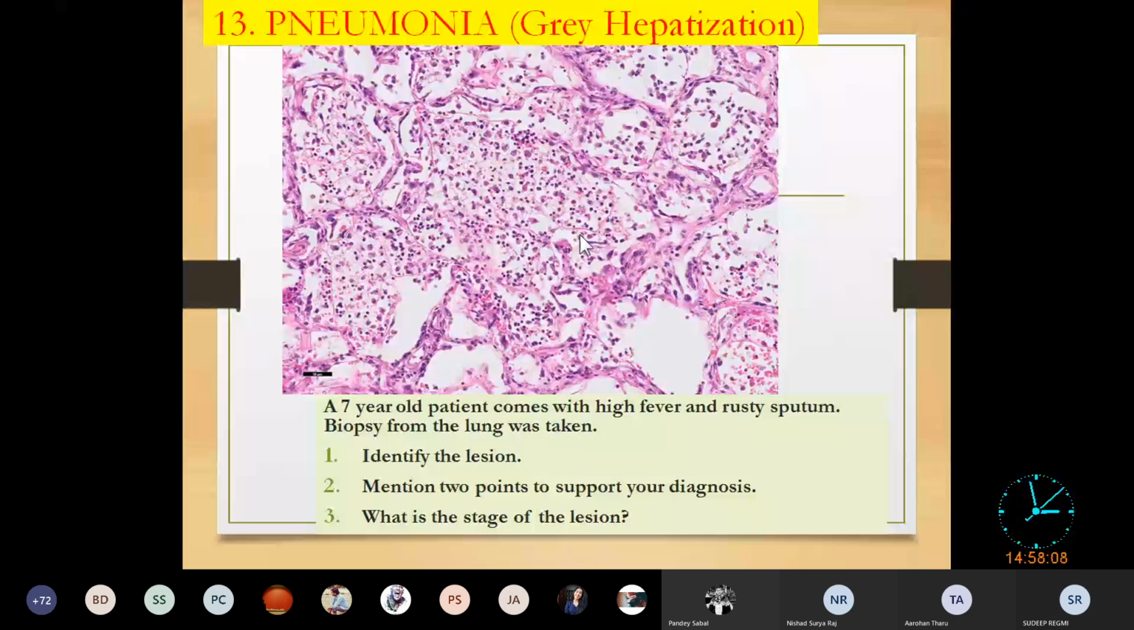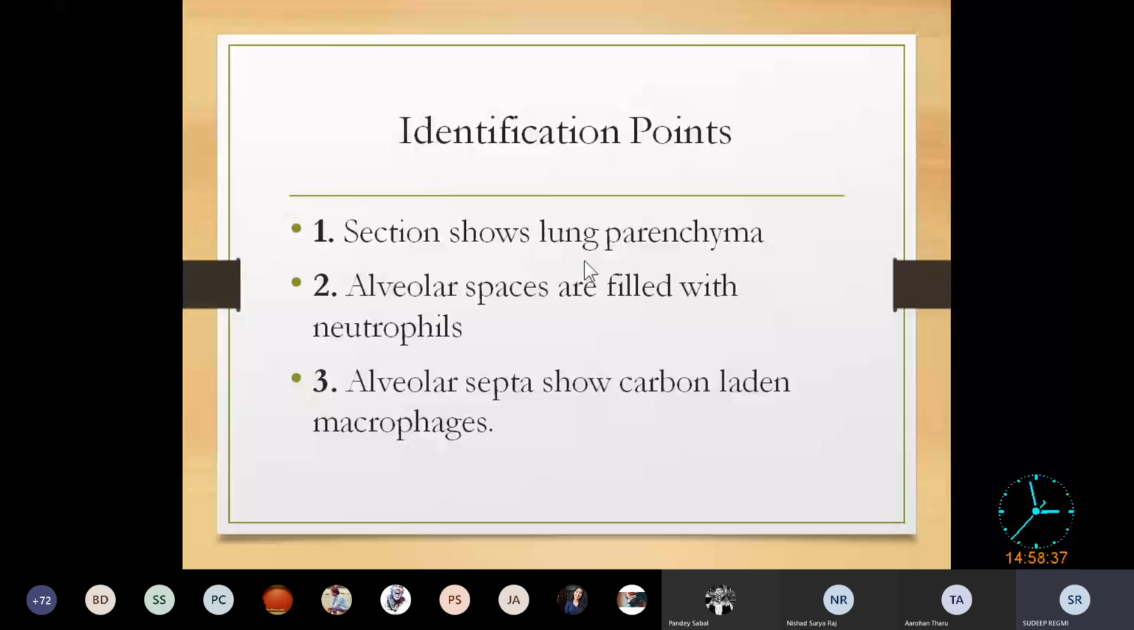Here you can see, more than the RBCs, inflammatory cells, and the macrophages are taking up the RBCs and all the debris. So it is a stage of gray hepatization. Is that fine? Any problem with this? No, sir. Okay, then we can move ahead. Yes, sir.